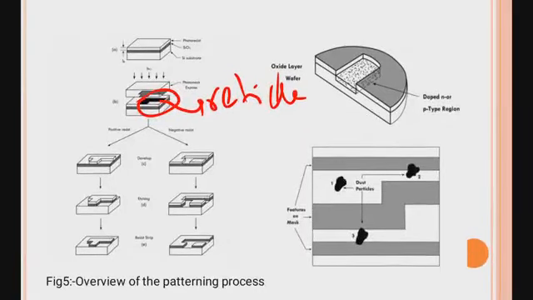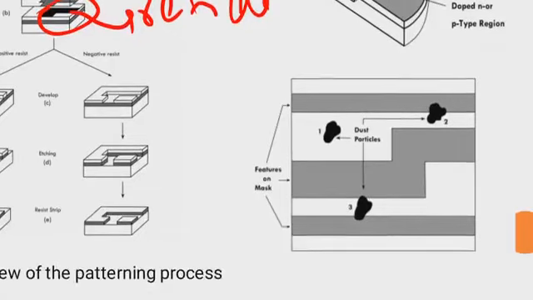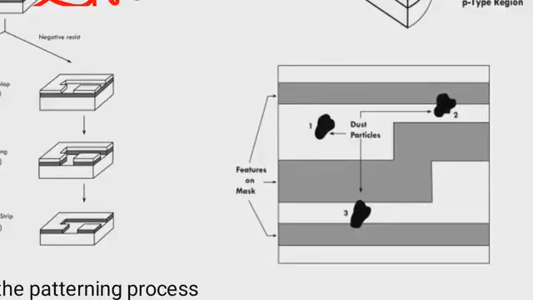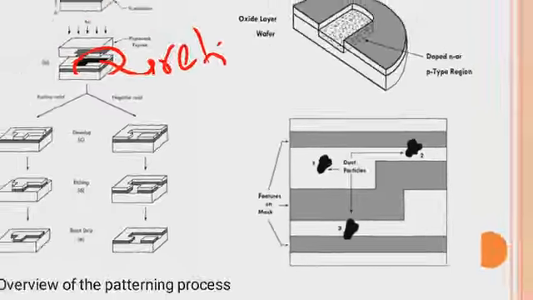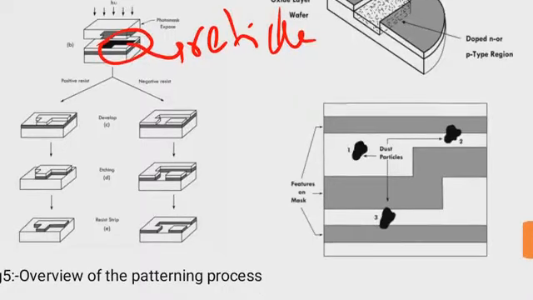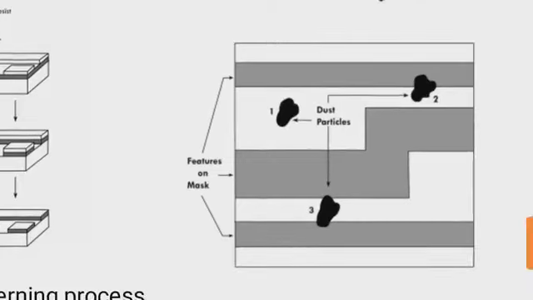Now in this diagram we can see the defective particles. These are the defective particles in the patterning process or lithography process. Defects that cause damage. These are the dust particles, and this is the pattern which you want to transfer over the surface of the semiconductor material.